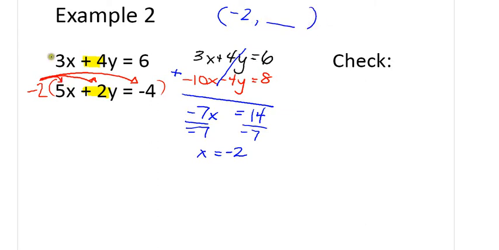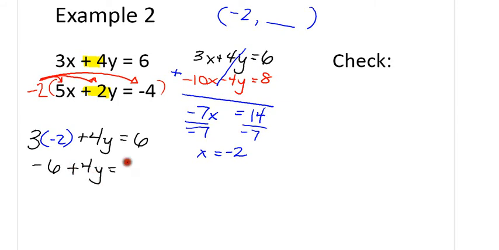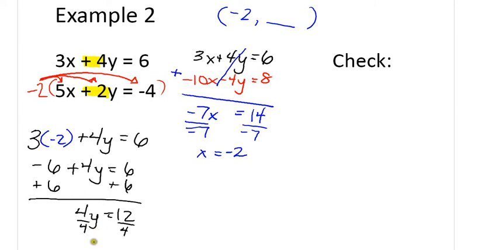I'm looking up here. Either one would work. I'm just going to go ahead and do the first one because I have smaller numbers and they're all positive. So I have 3 times negative 2 plus 4y equals 6. This is going to be negative 6 plus 4y equals 6. I'm adding 6 to both sides. This is going to be 4y is equal to 12. And here I've found, by dividing by 4, that y is equal to 3. Or so I think.